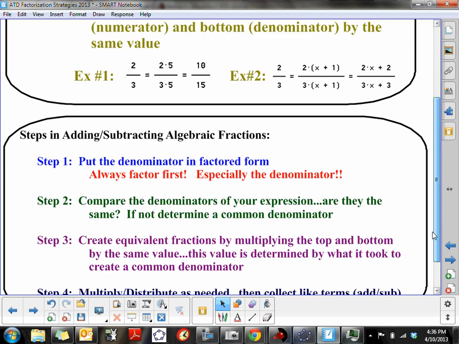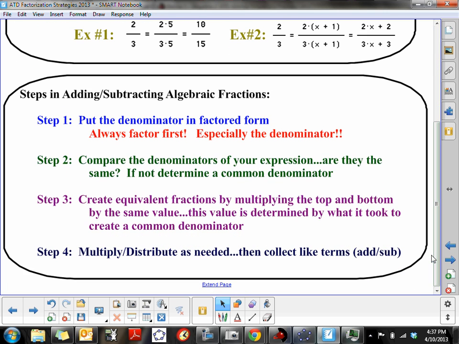Just reviewing those concepts quickly, I try to outline a few steps in adding and subtracting algebraic fractions. So step number 1, always put the denominator in factored form. If the denominator is already in factored form, you can leave it. If it's not, you're going to have to factor. So in anything that you do with fractions, what you need to remember is always factor first. I'm putting that in red because the very first step is getting it in factored form. We really are going to focus on the denominator for addition and subtraction of fractions.